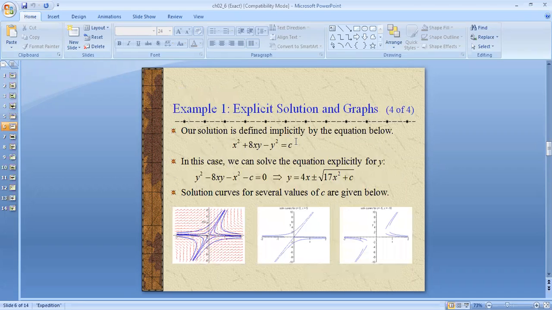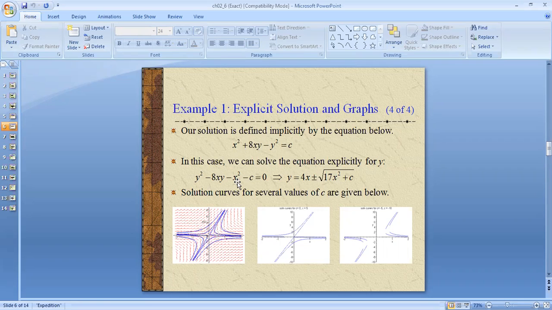Actually, we got the solution of our given differential equation. We can solve this in the quadratic case. Okay, we can write this differential equation like this: y square minus 8xy minus x square minus c equals to 0. That means y equals to what will be? This is a quadratic equation of the type x square plus bx plus c. Quadratic equation, do you know?